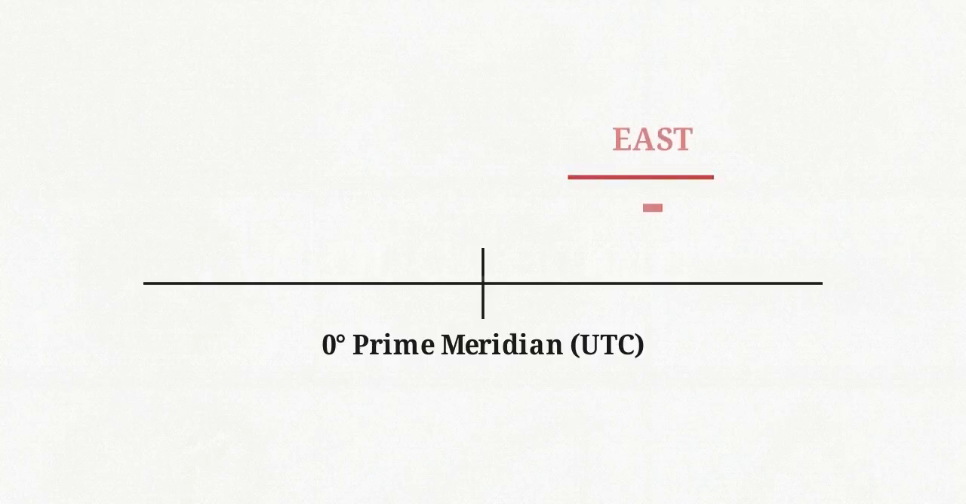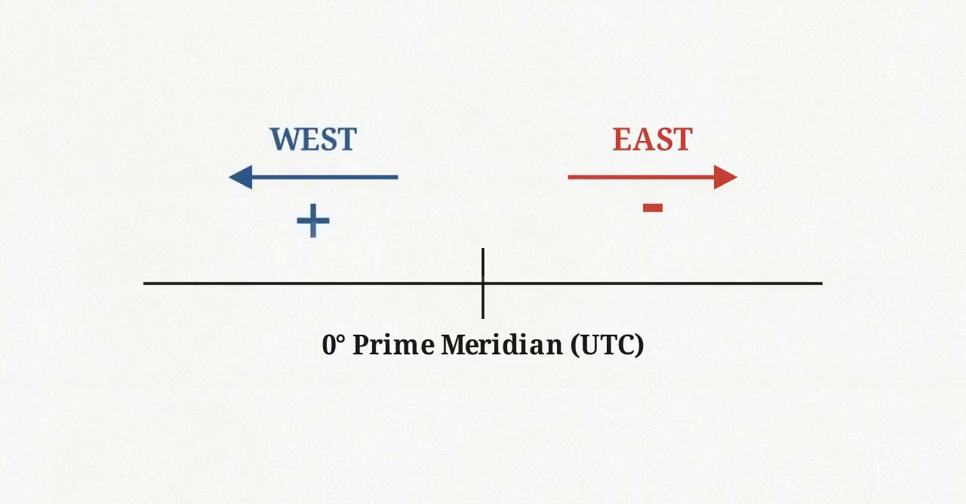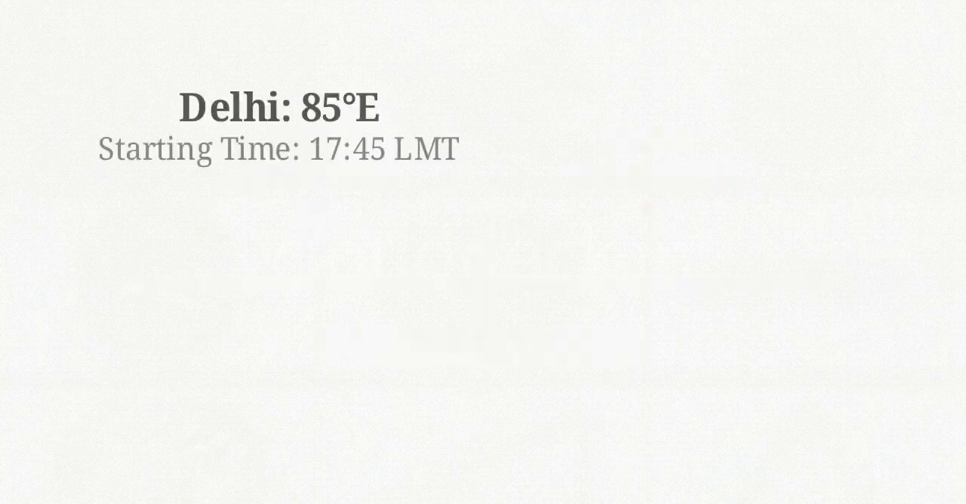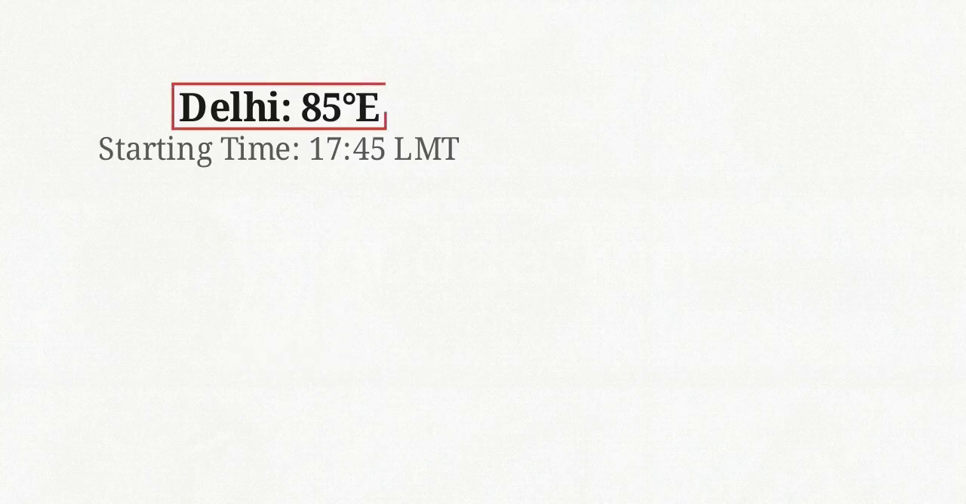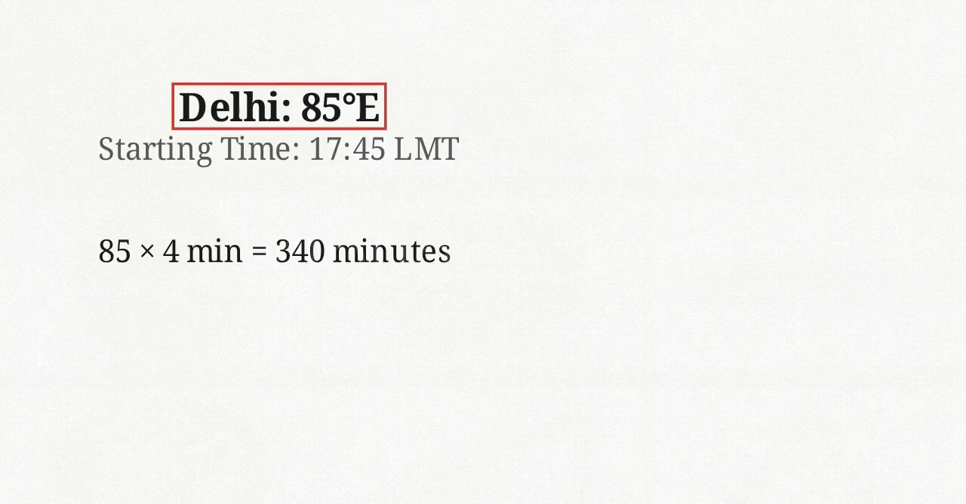The critical rule here is the direction. The Earth rotates west to east, so longitudes east of the prime meridian experience solar noon first. Because they are ahead of UTC, you must subtract the time difference to find UTC. Let's test this. If the local mean time in Delhi, at 85 degrees east, is 17:45, what is the UTC time? Take a moment to calculate it.